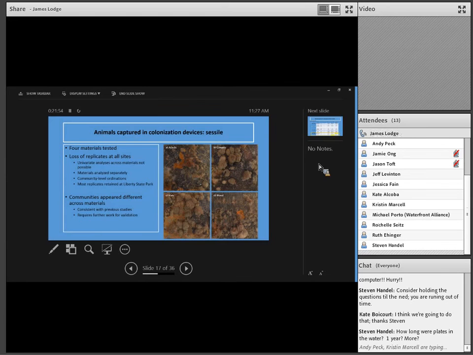So this is an example community analysis for the acrylic plates. Again, we were finding that the communities were generally more similar within locations.